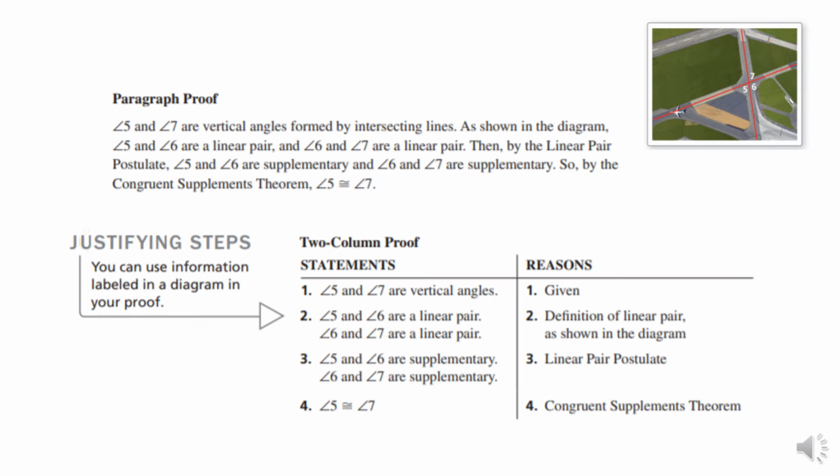Okay, so this is an example of a paragraph proof, and I put the two-column proof here so that you can compare them. Take your time and think about it. They use a lot of transitional words in paragraph proofs to lead from one step to the other. So push pause and look at this and see if you can make sense of it. I'll be going over paragraph proofs in another section.